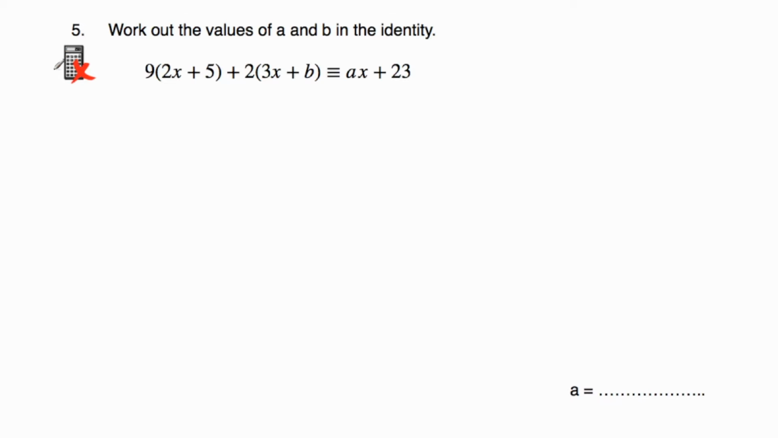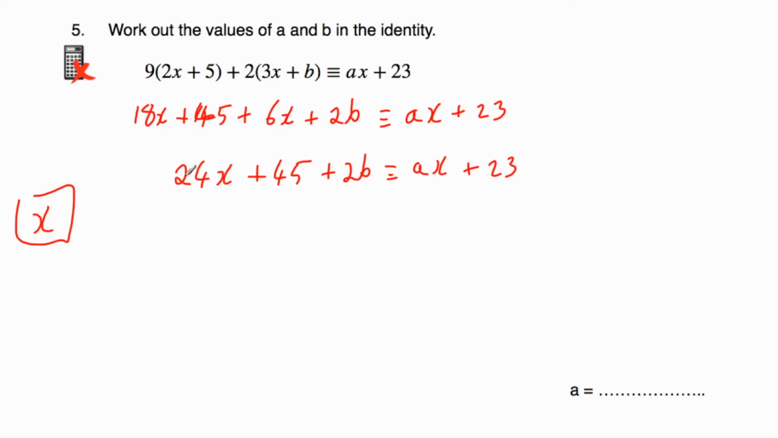Okay, let's have a look at our next question, question number 5. Question number 5 says, work out the values of a and b in this identity, and we've got 9 bracket 2x plus 5, close brackets, plus 2, open brackets, 3x plus b, close brackets, is equivalent to ax plus 23. So let's expand our brackets. 9 times 2x, that's 18x, and 9 times 5, that's plus 45. And then we've got plus 2 times 3x would be 6x, and 2 times b would be plus 2b. And that's equivalent to ax plus 23.